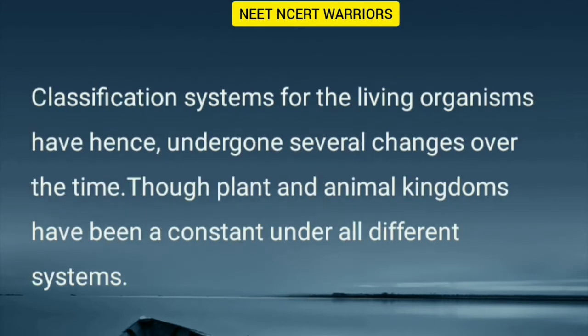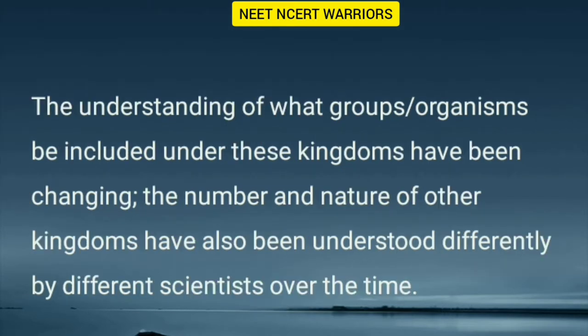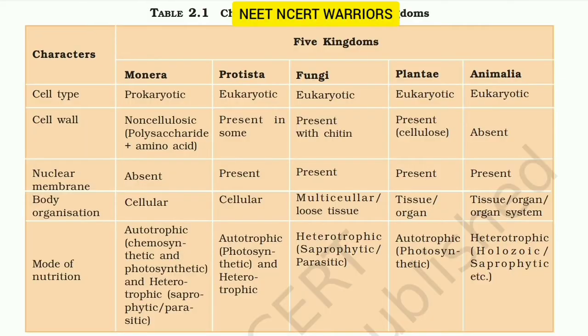Classification systems for the living organisms have hence undergone several changes over time, though plant and animal kingdoms have been a constant under all different systems. The understanding of what groups of organisms should be included under these kingdoms has been changing. The number and nature of other kingdoms have also been understood differently by different scientists over time.